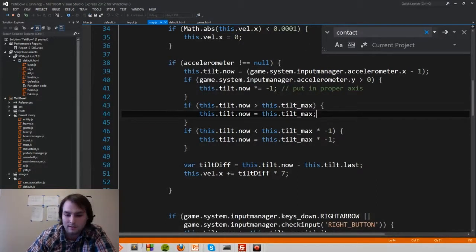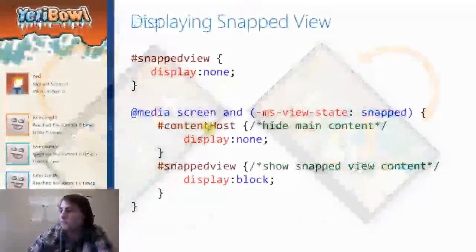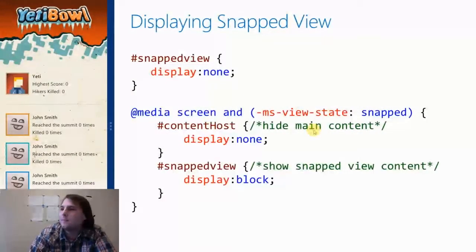Going on to the next section, let's talk about the snap view. Every Windows 8 application has to have the snap view built into it, otherwise you won't be allowed in the store. A lot of games do pretty bad stuff where they just say, well, you can't play if you're in snap view. For YetiBull, we opted to do something like leaderboards. This shows all the hikers that you have, how many times you've killed them with your snowballs, or how many times they've reached the summit and beat you.